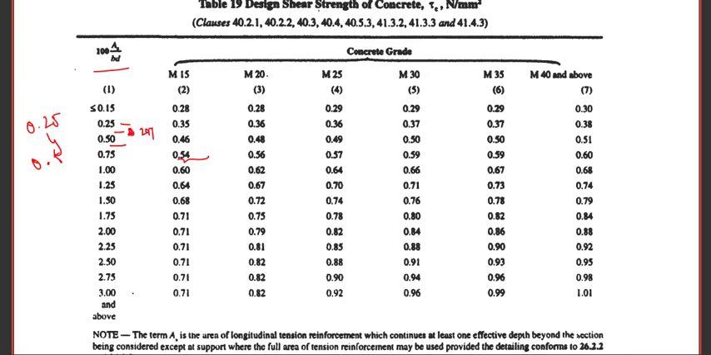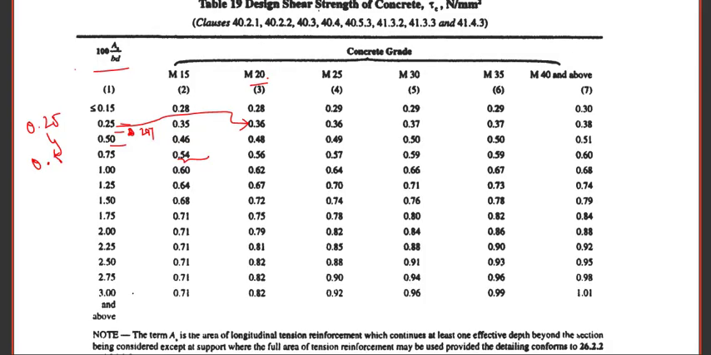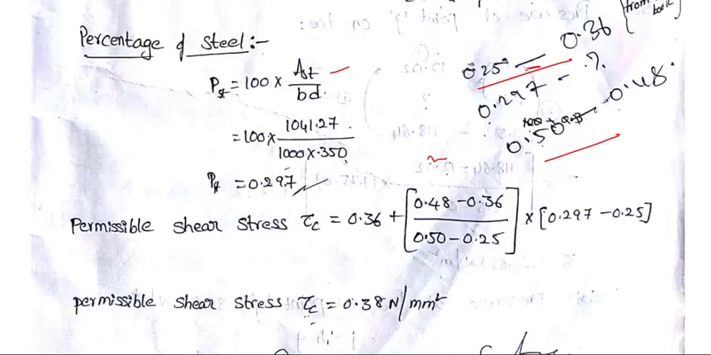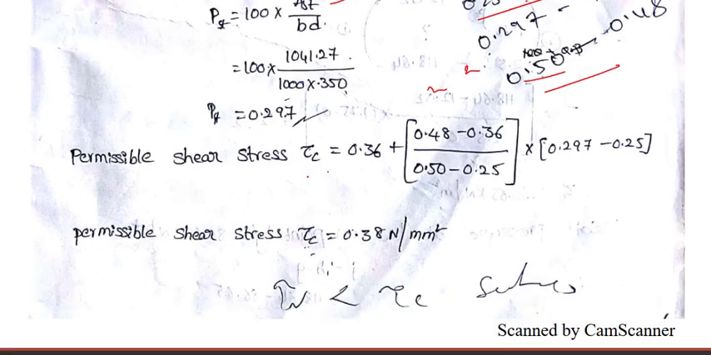So we need to find out the grade of concrete, M20. So for M20 grade concrete for 0.25, what is the value? 0.36. Okay. So here 0.36 for 0.25, and for 0.5 the value is 0.48. Okay, here you can see 0.48. So permissible shear stress, do the interpolation process. So if you are doing that, tau C is equal to 0.38 Newton per mm square.